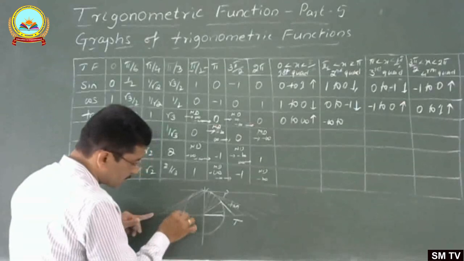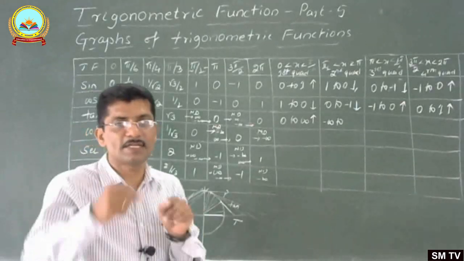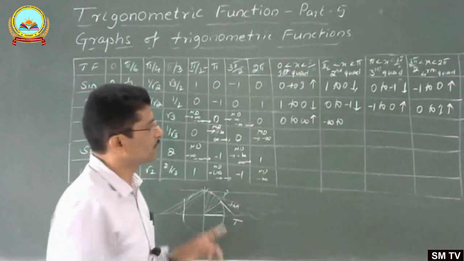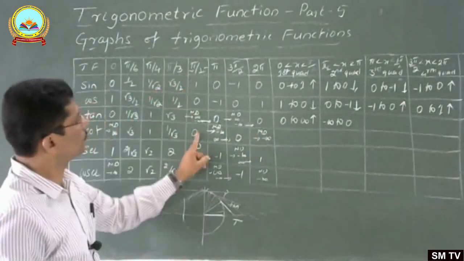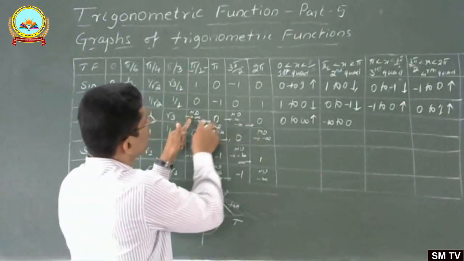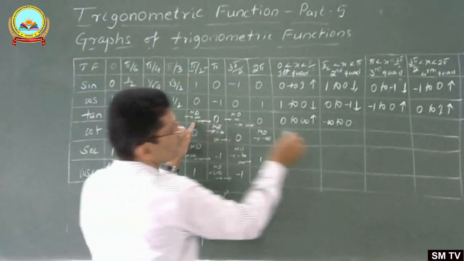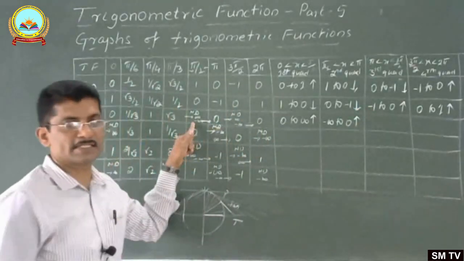Next, it reaches pi, then the tangent value is 0, intersecting the x value at 0. Therefore, in pi by 2 to pi, it goes from minus infinity to 0. Minus infinity to 0 means the curve is always increasing.